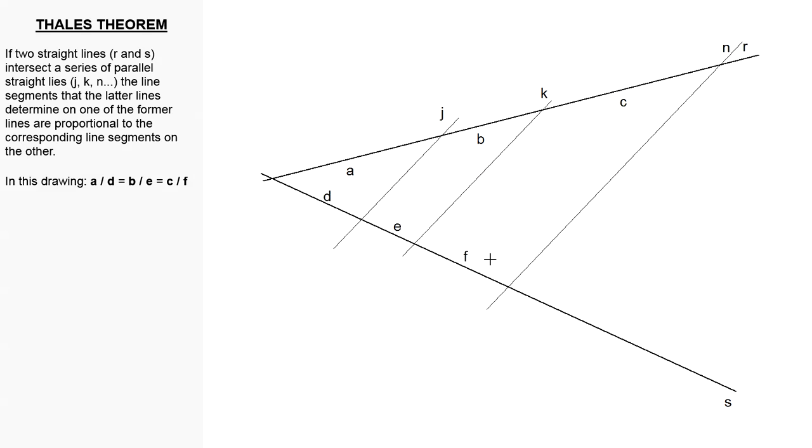What the Thales theorem states is that the ratio between line segments A and D is the same as the ratio between line segments B and E, and the same as the ratio between line segments C and F. If line segment B were half line segment A, then line segment E would be half line segment D. Or if line segment C were the same length as line segment A, then line segment F would be the same length as line segment D.